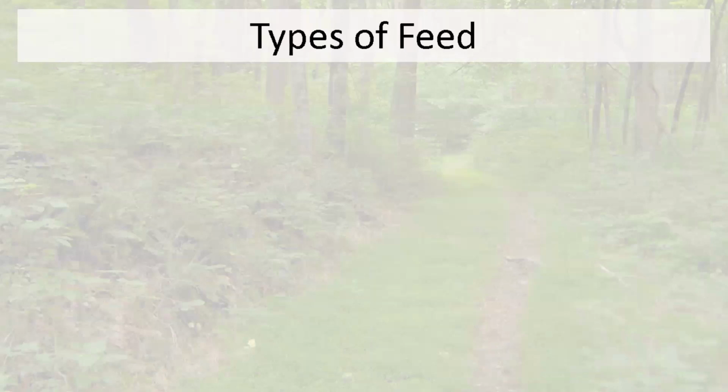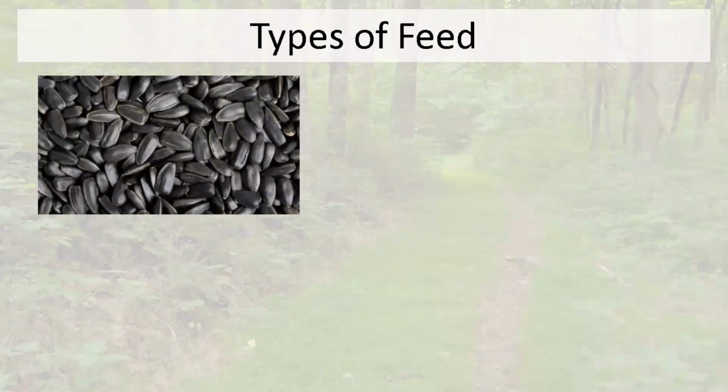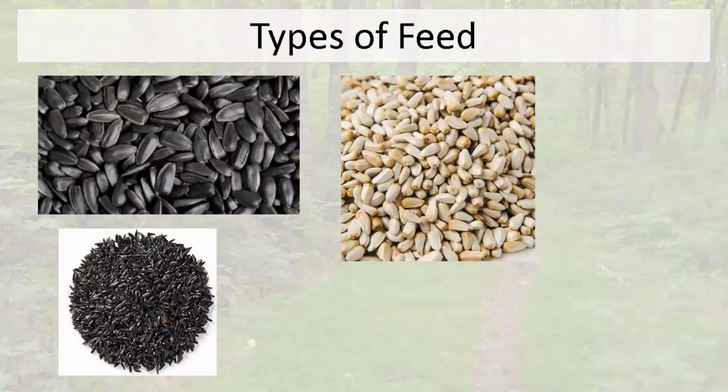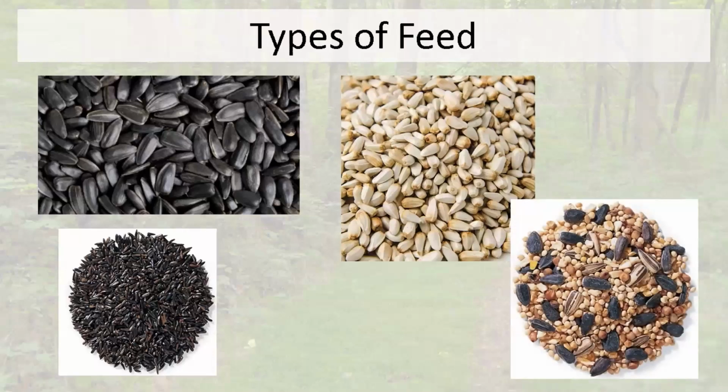Okay, so let's talk a little bit about a few types of feed you might put in your feeder. We're going to talk about 4 different kinds: black oil sunflower, thistle seed, safflower, as well as mixed bird seed. And we'll talk about each of those seed types here today.